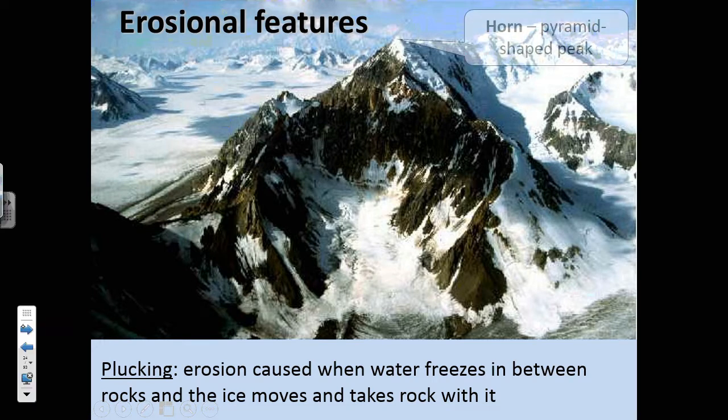The first such feature is what's called a horn, and this is a pyramid-shaped peak that we will see in areas like Glacier Park. So that's what is called a horn.